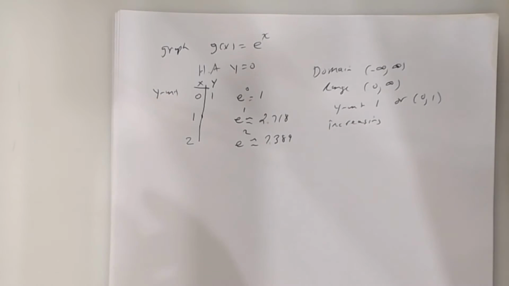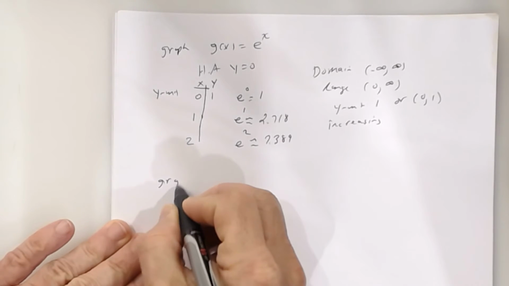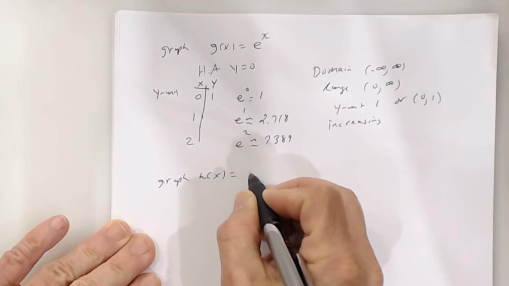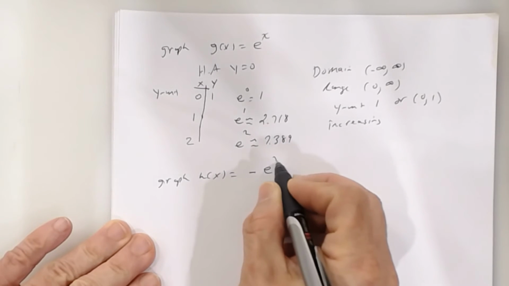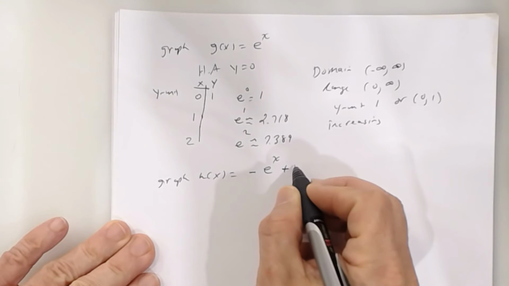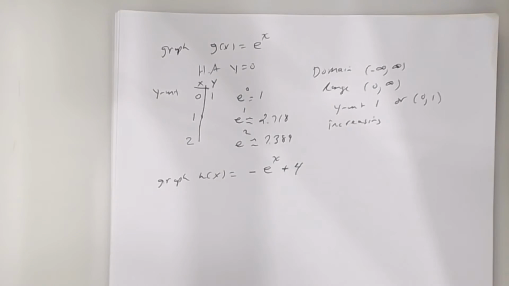All right, let's do one more, and this is the one we're going to do. Listen carefully. Graph h of x equals negative e to the x plus 4. Okay, so 4 is not part of the exponent. No, the 4 is on the outside. So graph h of x, which equals negative e to the x plus 4.